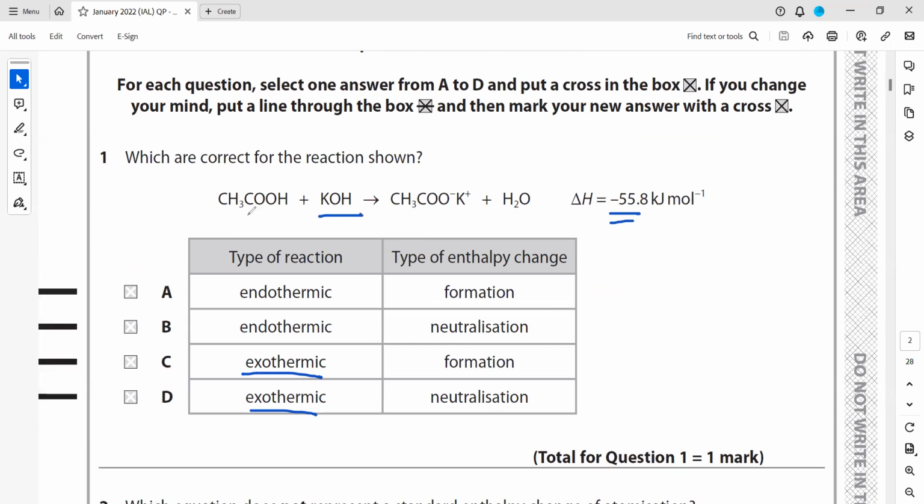And this is an alkali and this is an acid. So acid is reacting with an alkali. When an acid reacts with an alkali, what do we call these reactions? We call them neutralization. So this is a neutralization reaction.